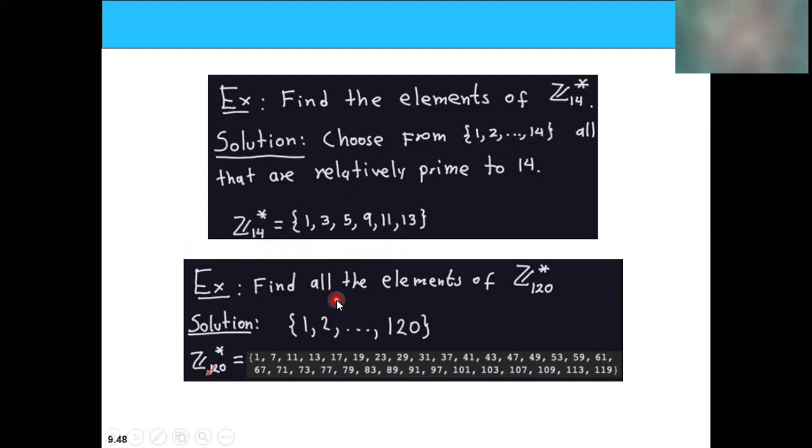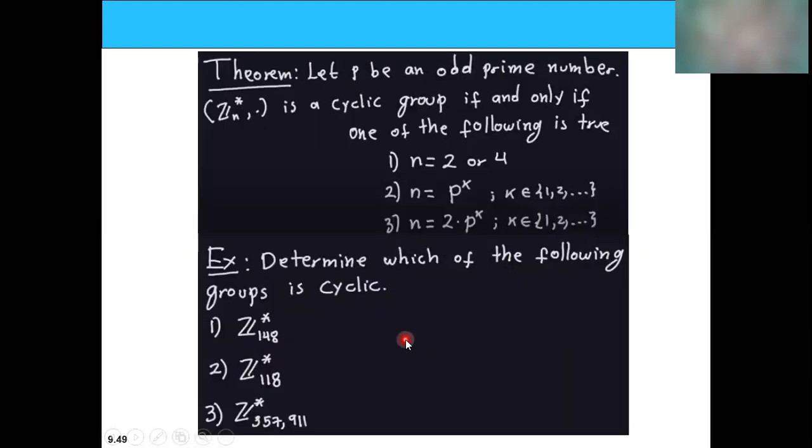Now find all the elements of Z120 star. Z120 consists of the elements 1 to 120, so Z120 star consists of all the elements of this set whose GCD with 120 is 1.